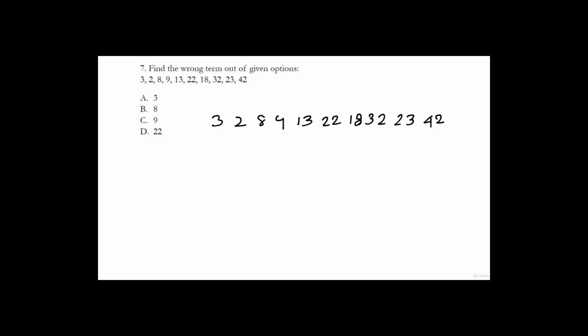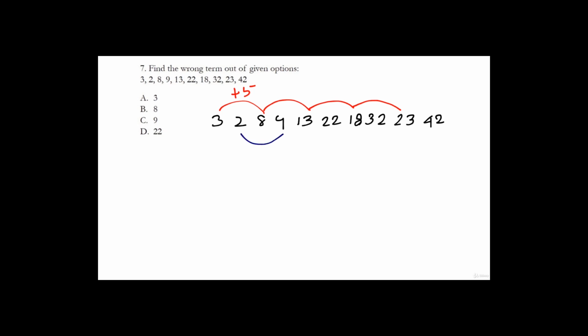So we will try with two series combined into one particular series. If you see the alternate numbers, 3 plus 5 is 8, 8 plus 5 is 13, 13 plus 5 is 18, 18 plus 5 is 23. So this is one series that follows a certain pattern. Let us take the other series.